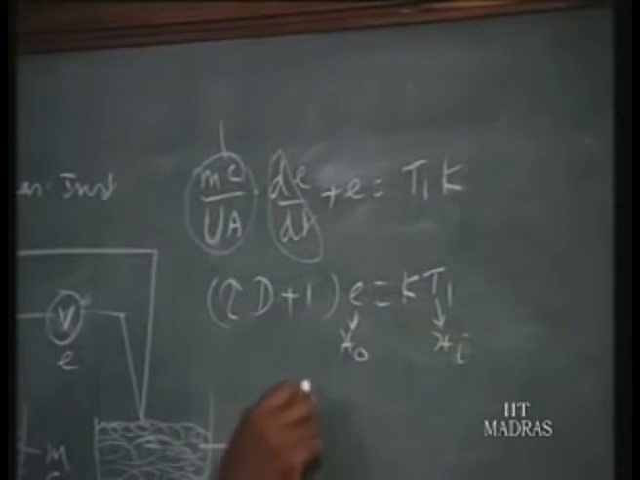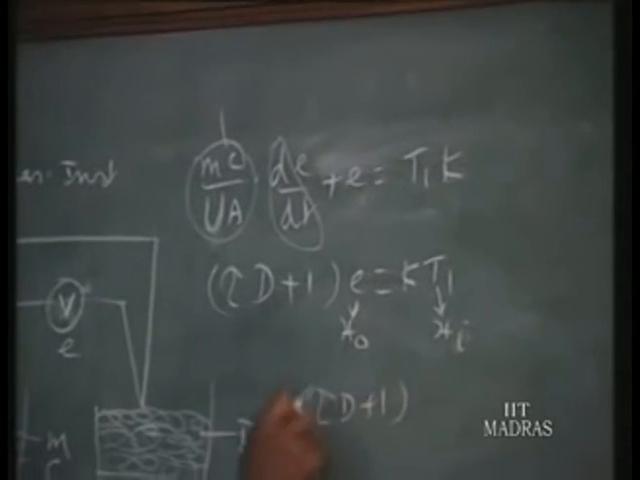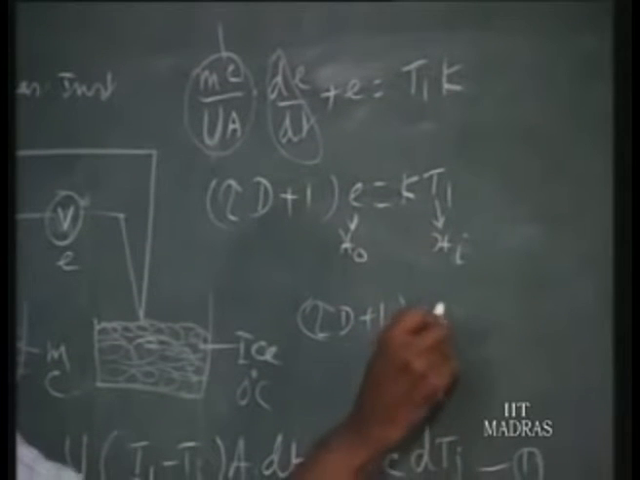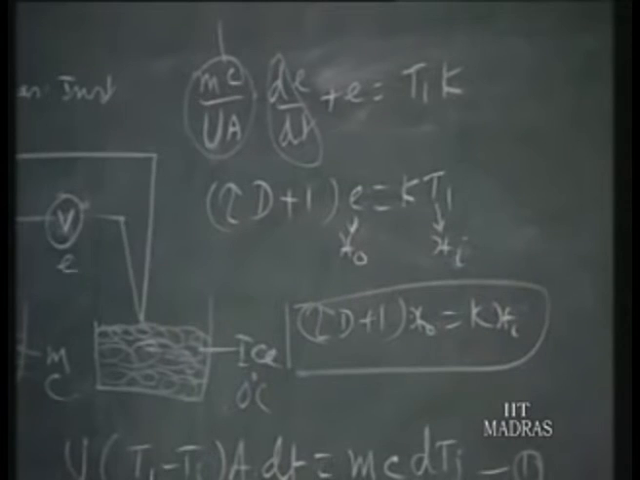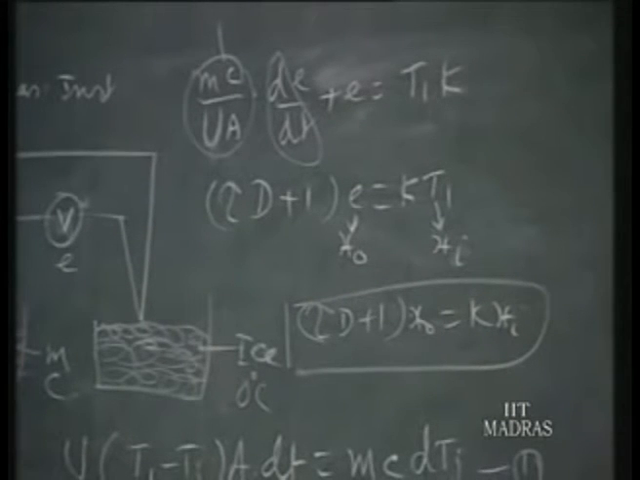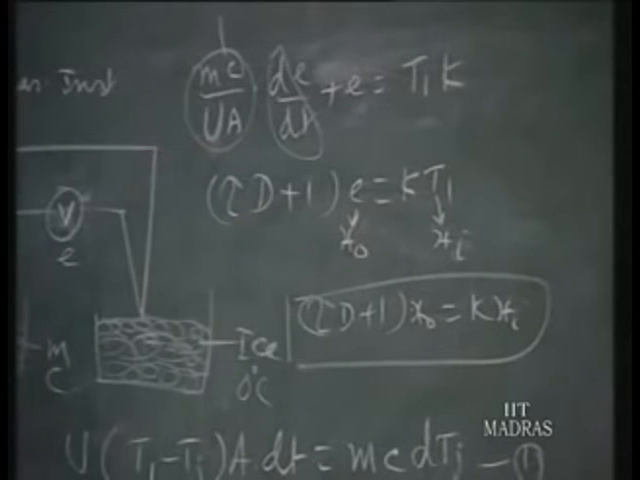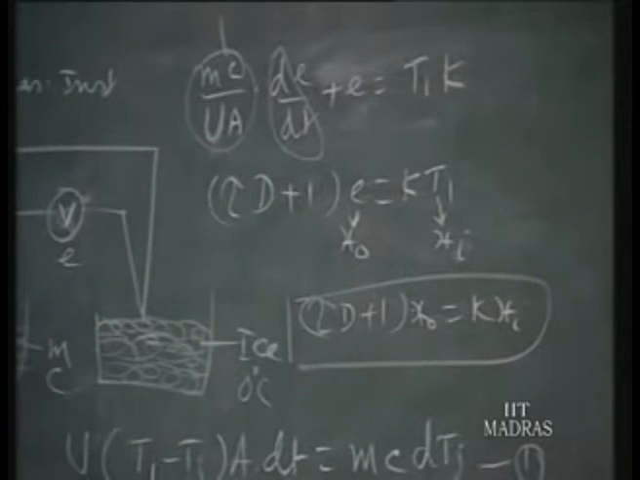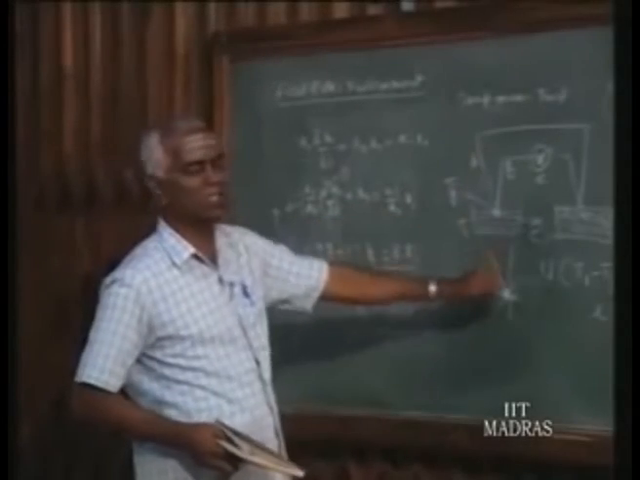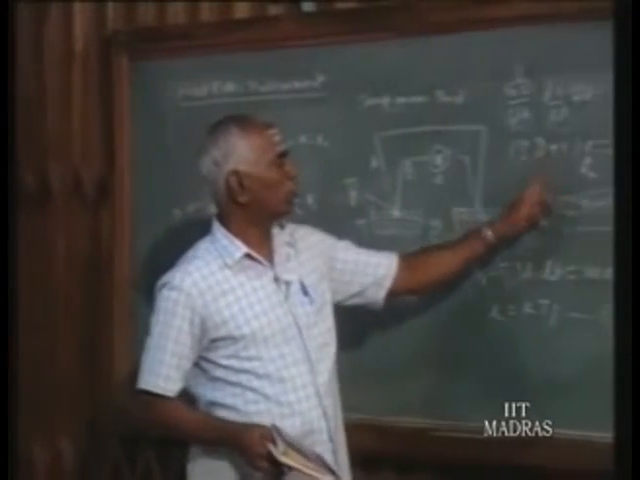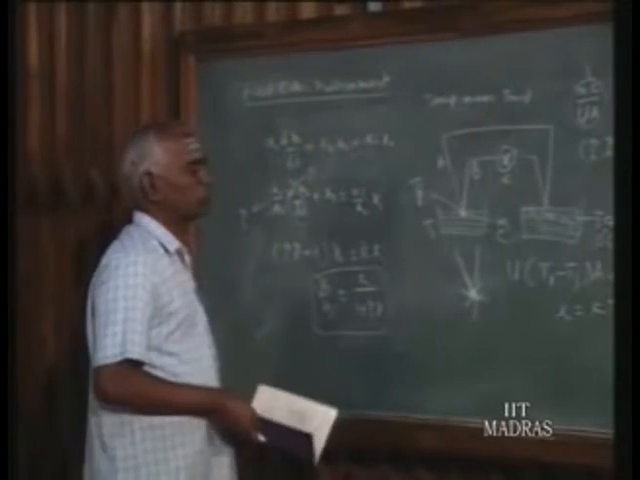So it is of the form tau d Xo by dt plus 1 into Xo is equal to K times Xi. This is the standard form, or Xo by Xi is equal to K by (1 plus tau D). So this is the standard notation for any first order instrument. That's how the instrument is behaving. This is just to prove that temperature measuring instruments are of the first order. Similarly, a mercury in glass thermometer can be worked out, and you finally get an equation of this form. That's why we say it's a first order instrument.